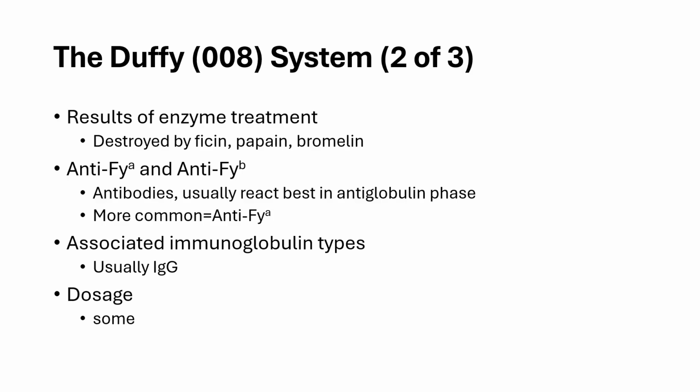The Duffy antigens, Duffy A and B, are destroyed by certain enzymes such as ficin, papain, and bromelain. Now for anti-Duffy A and anti-Duffy B antibodies. These antibodies typically react best in the antiglobulin phase, also called the indirect Coombs test phase. Anti-Duffy A is more commonly encountered than anti-Duffy B. These antibodies are usually of the IgG class, which means they can cross the placenta and cause clinical complications such as hemolytic disease of the fetus and newborn. Some antibodies may demonstrate dosage effect, meaning they react more strongly with red cells that are homozygous for the antigen, so having 2 copies of the gene, compared to a heterozygous cell.